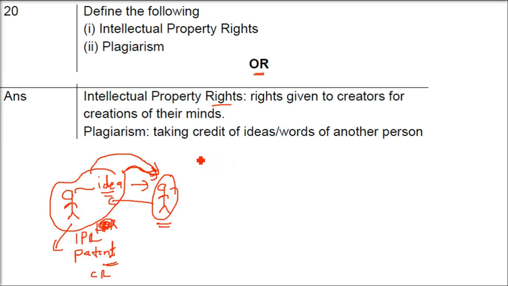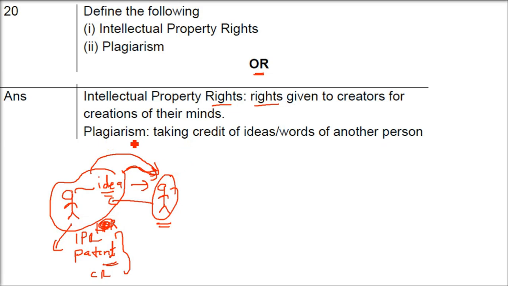Now, see, intellectual property right is giving you the right that this is intellectual, that is, intellectual means coming from the mind. Intellect means mind, logic, dimag. It is coming from that. No one else can steal it or use it or misuse it or make money from it.